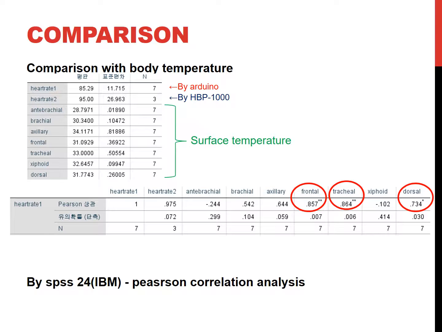So next, I compared the result by Arduino with temperature change which I measured last semester. I used Pearson's correlation analysis through SPSS, the statistical program. In result, my heart rate showed significant correlation with temperature measured from the frontal region, tracheal region, and dorsal region. But I could not compare the result of HBP 1000 because the measurement was carried out only 3 times, so the sample size was too small.